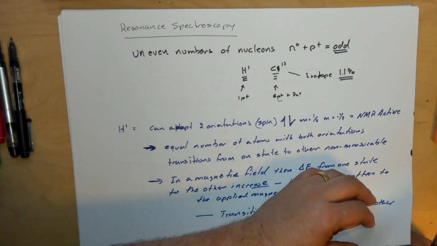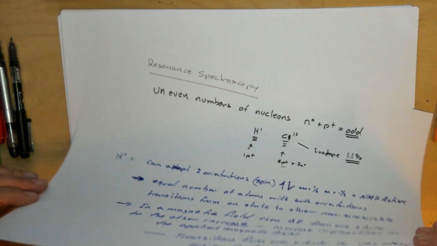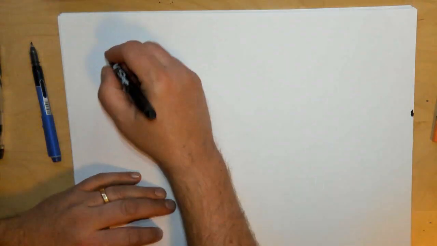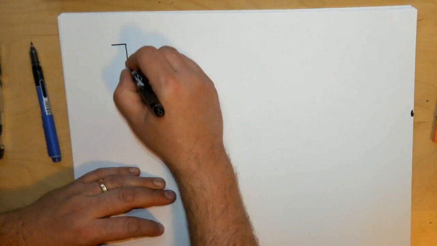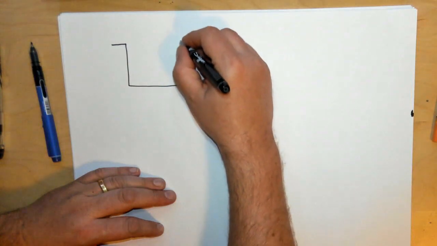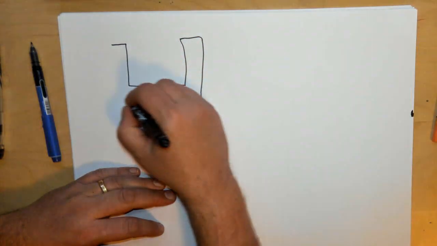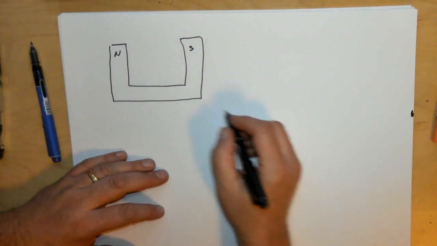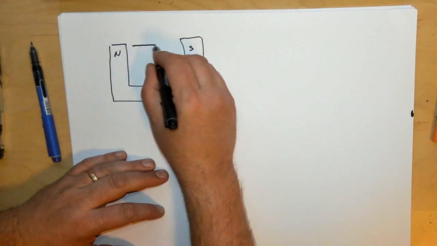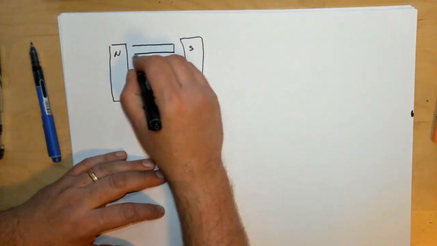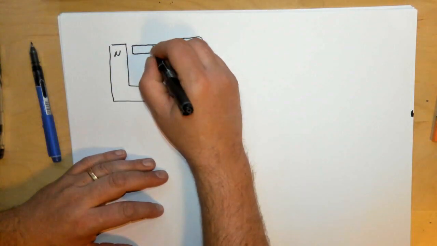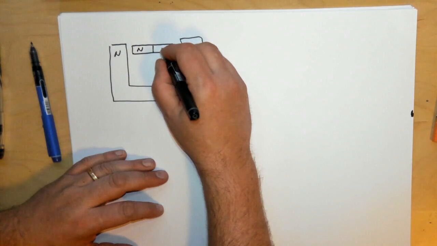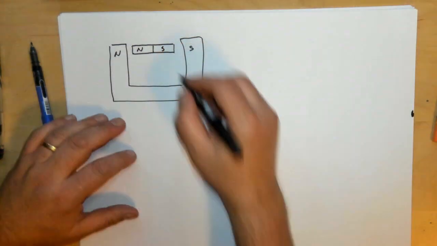So let's put this in perspective then. We got a little bit of the theory there. Now let's put a little more theory here. So let's draw a situation that is analogous to what we're talking about. Here we have a magnet, like a horseshoe magnet. Here's north, and here's south. And then we have a bar magnet in the middle here. And this one is in the unfavorable position. So north is pointing at north, and south is pointing at south. Now this is high energy.